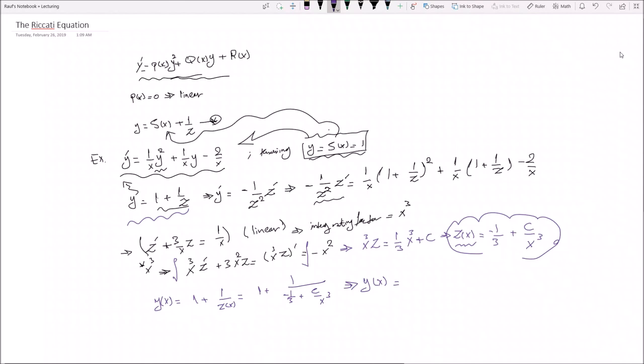And this gives you y of x in a simplified form, which can be written as, with some constant k, let's say, k plus 2x cubed over k minus x cubed. And that's our second solution, which is the main solution of the Riccati equation.